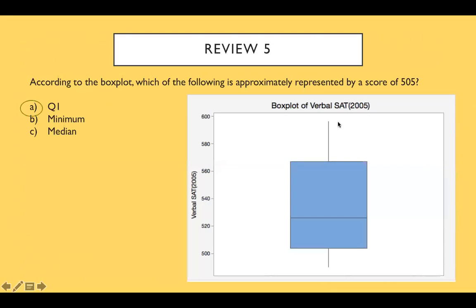All right, awesome. Yes, A is our answer here. So we're looking for a score of 505. Q1 represents that first line of the box, and that's around 505. This can't be our minimum because our minimum is the bottom of the whisker around here, and that would be below 500, we can see. And then our median is just the middle line of that blue box, and that's well above 520. So Q1 is our answer here.